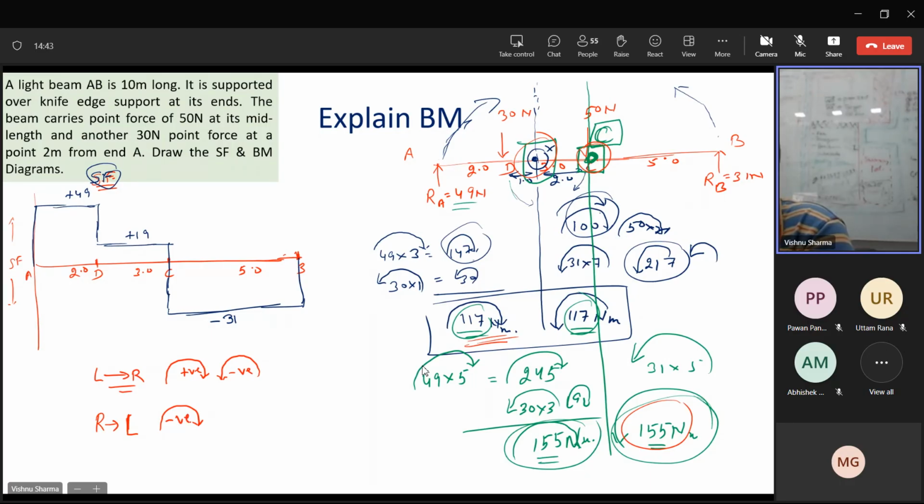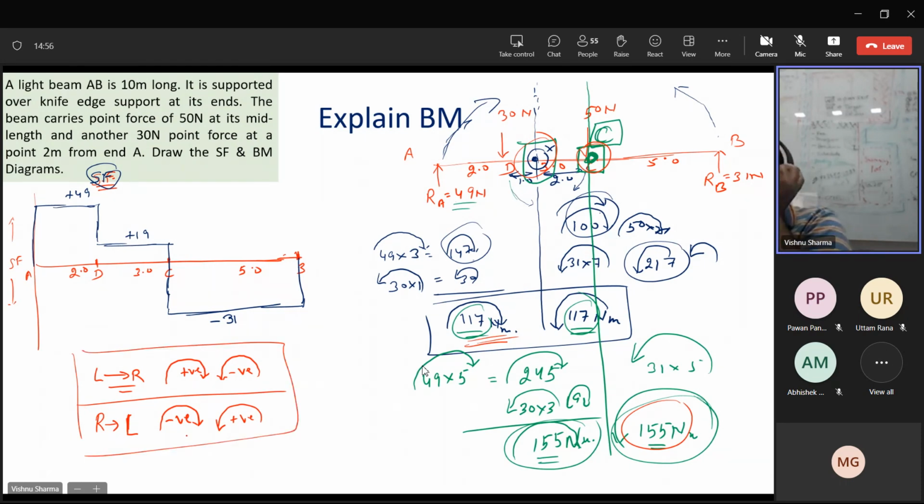Negative will be clockwise and anti-clockwise will become positive. The two sign conventions are the reverse of each other, which means if you follow them, you'll get the same result. Either you'll get plus on both sides or minus on both sides. You are not going to get plus on one side and minus on the other. So this is how this particular thing is done.